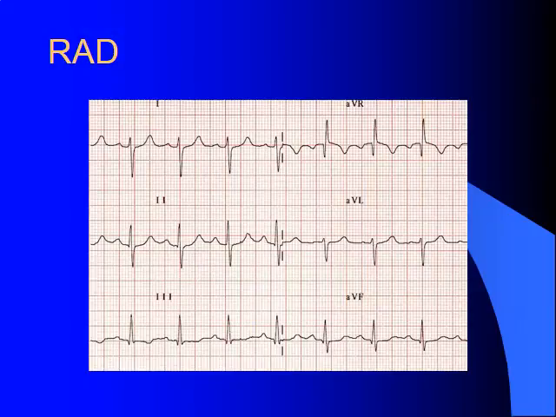Here we have an example of right axis deviation. Looking at our leads 1, 2, and 3, we see that lead 1 is negative, lead 2 is about equal negative and positive, and then lead 3 is positive as well. So looking at our chart, we can say that yes, he does have right axis deviation. It's from 90 to 180.